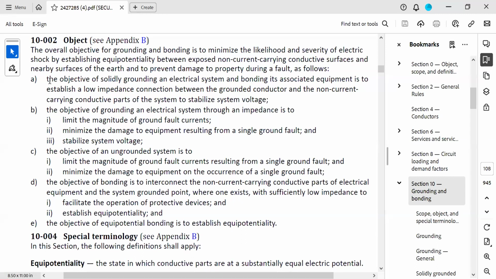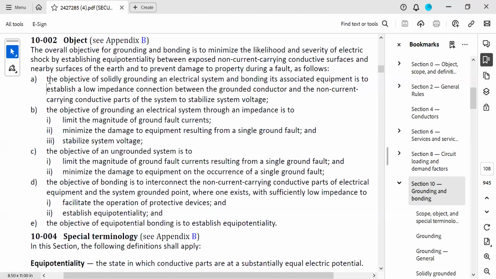Connecting the bonds to the grounding conductor is going to reduce that voltage potential between all of those exposed metal parts that are bonded, and all of that equipment to the earth under those fault conditions.